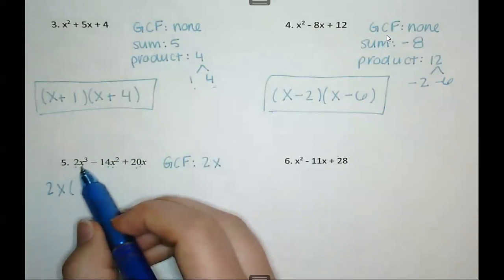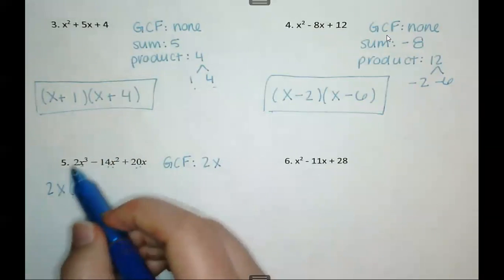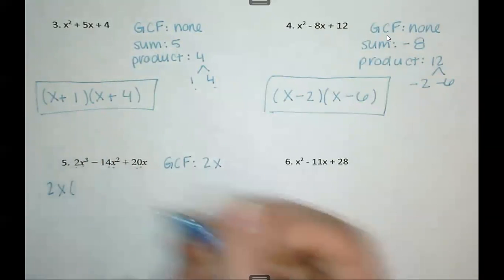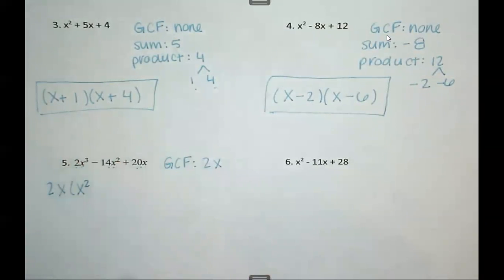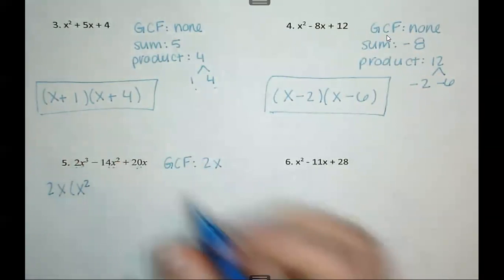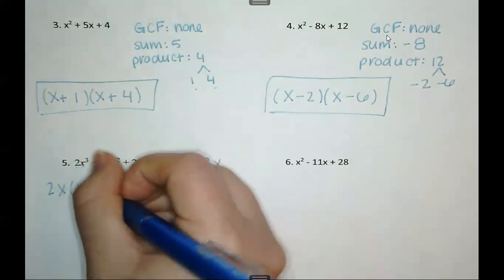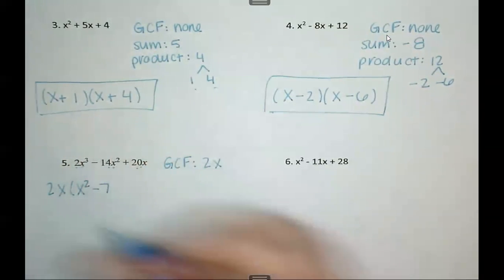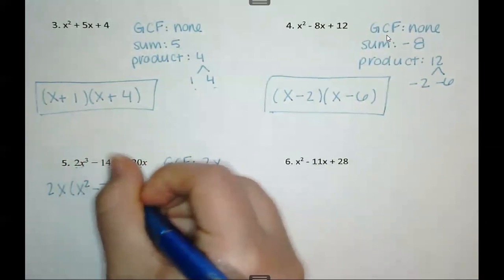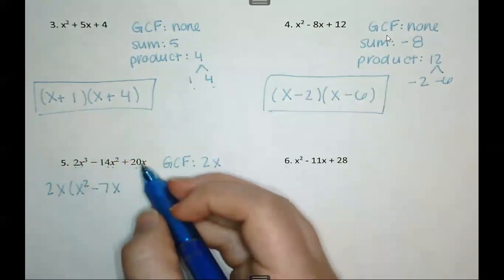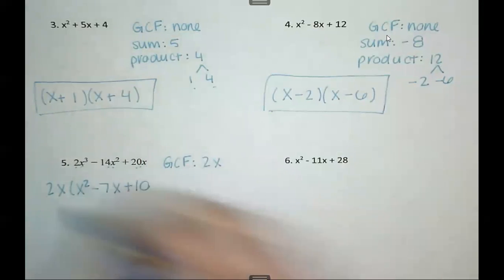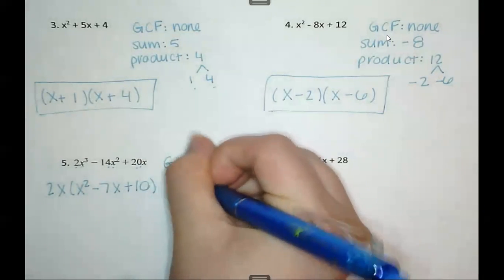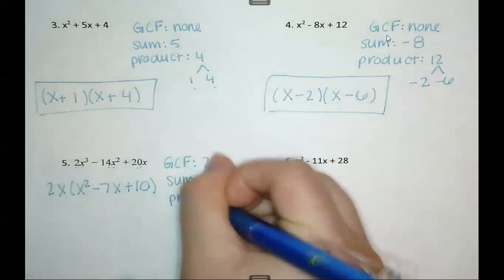So if I divide 2x cubed by 2x, the 2 divided by 2 becomes 1. X cubed, if I take out an x, will become x squared. So I have 1x squared. Negative 14 divided by 2 is going to give me negative 7. And if I take an x out of x squared, I have 1x. 20 divided by 2 is going to give me 10. And if I take the x out, I have no more x's. So now I'm going to look for my sum and my product.